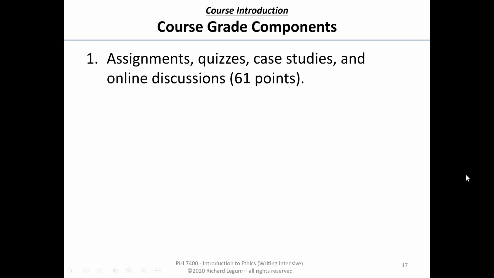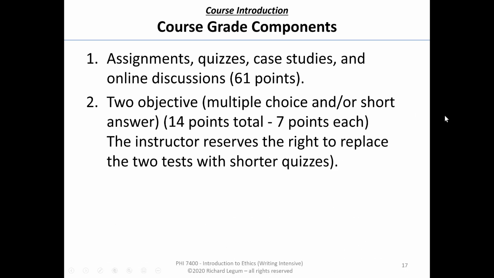The first component of your grade is going to be your assignments, quizzes, case studies, and online or in-class discussions. That will be worth a total of as much as 61 points. That's the highest you could get. There will be two objective tests, that is exams. They're either going to be multiple choice or short answer or a combination of the two. They're going to be worth a total of 14 points, which means 7 points apiece.